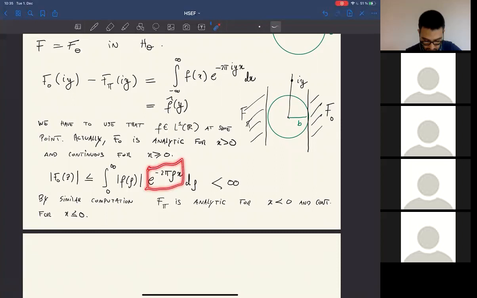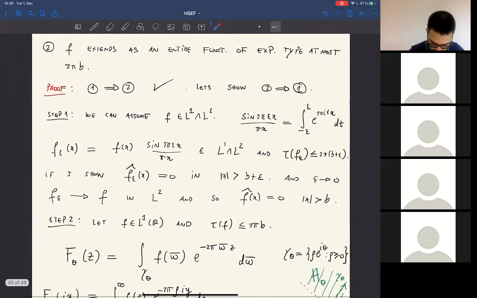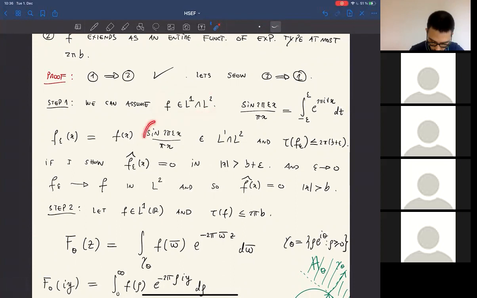And my assumption was that f is L2 on the line, but step one was, I can assume that f is L1. Let me go back. Yeah, step one, we can assume that the function is L1, and the trick was just to multiply by a sinc. Okay, so now I can assume that f is L1. And assuming that f is L1, I actually get continuity. It's even better. I see.